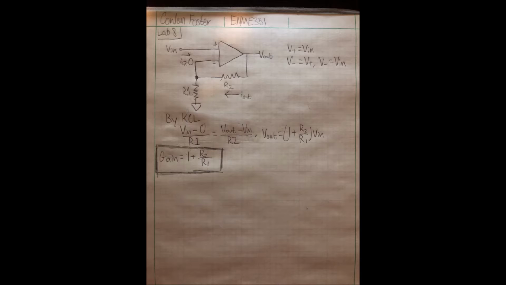For an ideal non-inverting amplifier, we perform Kirchhoff's current law at the inverting terminal. The gain is equivalent to the ratio of the output voltage divided by the input voltage, or in this case, 1 plus R2 over R1.